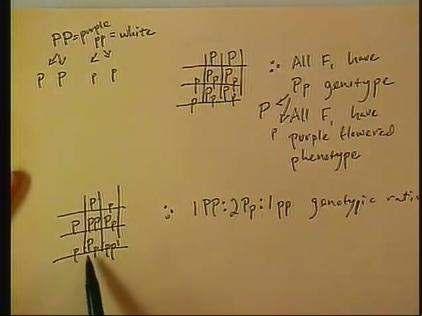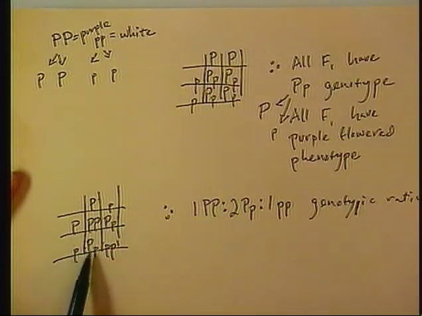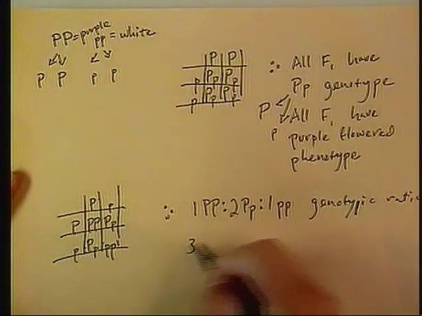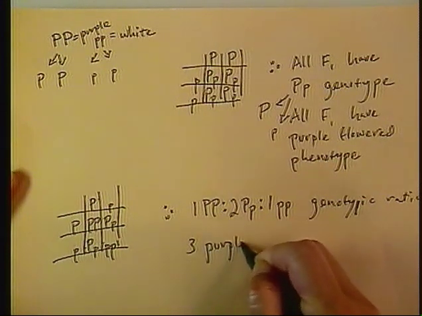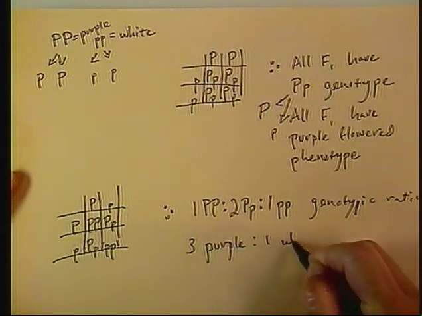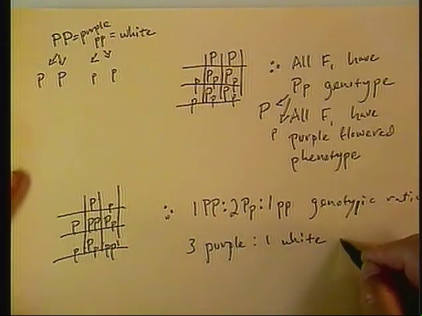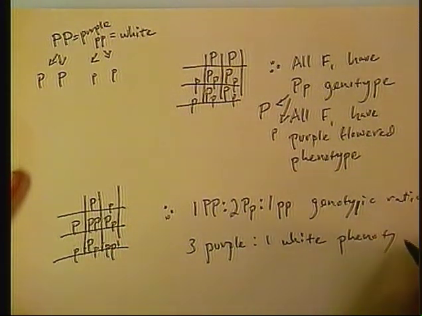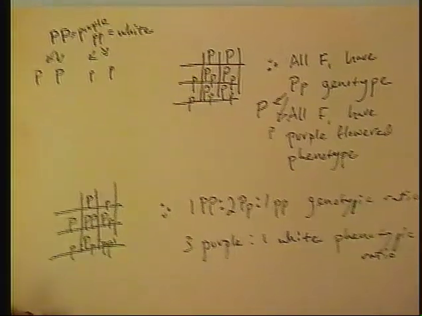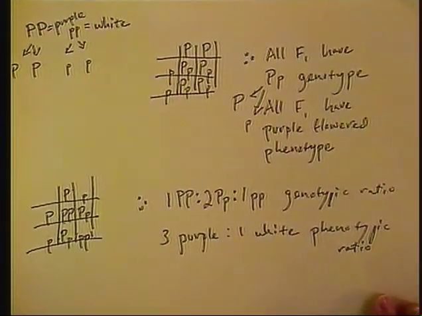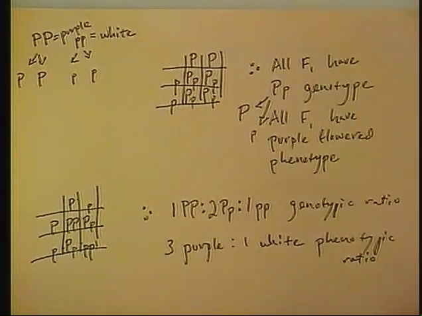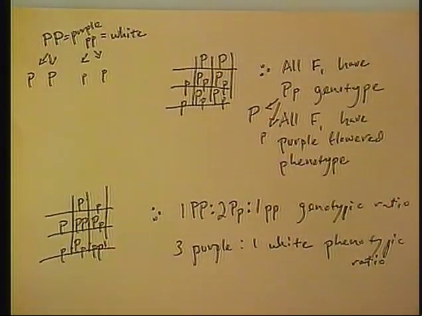Then when you look at this, you see that you have 3 that have capital letters, so you have 3 purple flowered to 1 white. And this is the phenotypic ratio. Oops, I'm writing off the screen here, sorry. So this is how I want you to do a genetics problem.